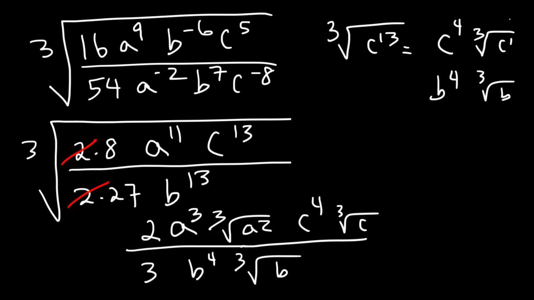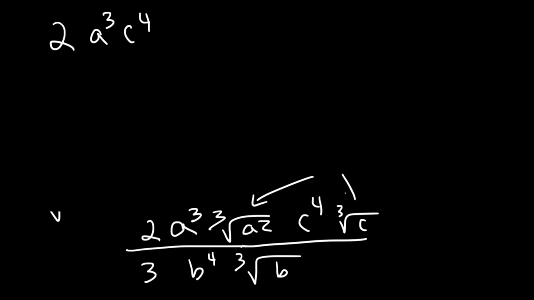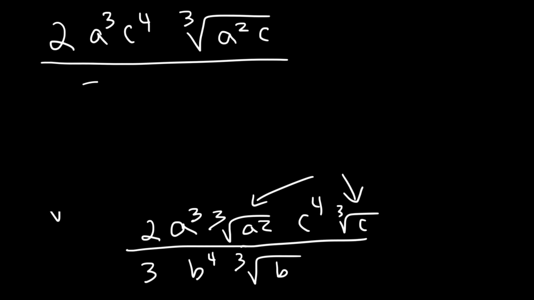Now let's see if we can simplify all of this. So we have 2, a to the 3rd, c to the 4th, and then we can combine these two. So that's going to be the cube root of a squared times c, divided by 3b to the 4th, cube root of b.